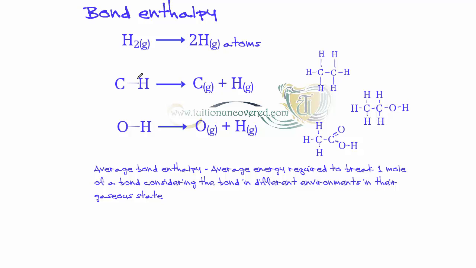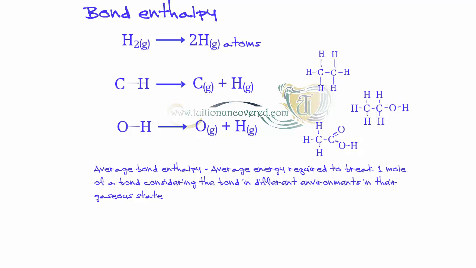But that value is not the same for every CH bond. So here are a few examples. Here's ethane, CH bonds, as you can see. This here, as you can see, is ethanol. And finally here, ethanoic acid. All of these examples have CH bonds. The energy value, the strength of these CH bonds is different depending on the different environments. Therefore, when we look at bond enthalpy, we look at average bond enthalpy.